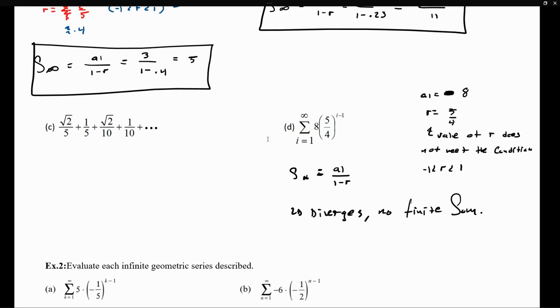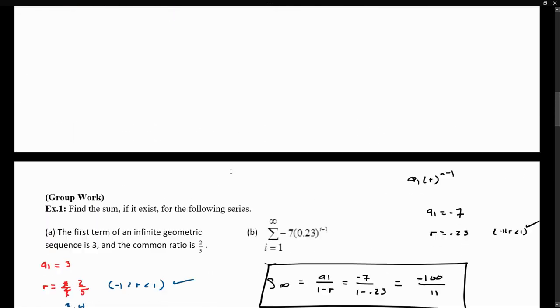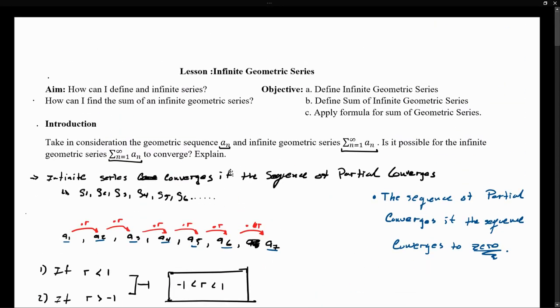And this concludes our lesson for the infinite geometric series.